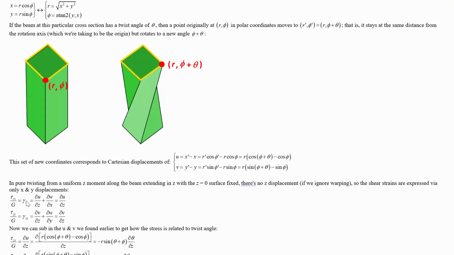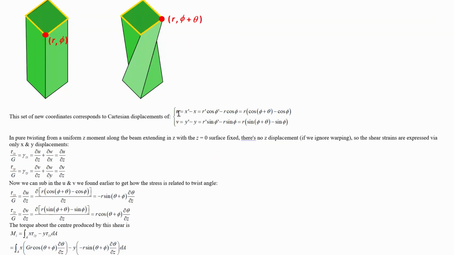And that means that the strains, which we know are related to these stresses, the shear stresses divided by the shear moduli, are going to be just manifested by slopes of x and y displacement per step in z. If we then substitute in these x and y displacements that we calculated into these formulas, then the offsets are going to go away, right? When we take the derivatives of these things with respect to z, the r value that we're talking about and the phi value that we were at doesn't change. These are original coordinates, right? These will not change with z, but the twist angle can change with z. So we end up with just this.